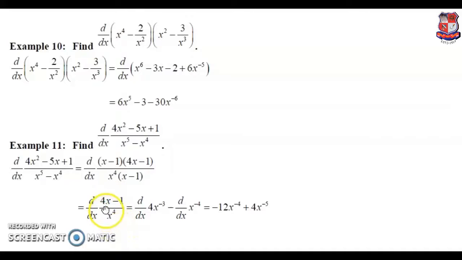Now we do it separately. So 4x by x raised to 4 is 4 by x cube, so 4 into x raised to minus 3, and minus 1 by x raised to 4, that is x raised to minus 4. Now differentiation of this function: 4 into 3 is minus 12 x raised to minus 4, and minus 4 x raised to minus 5. So the final answer is minus 12 x raised to minus 4 plus 4 x raised to minus 5.